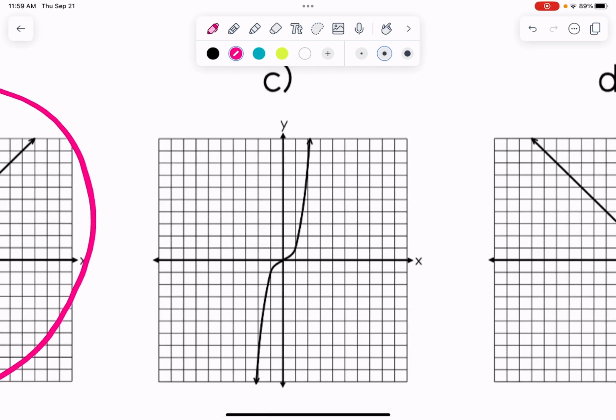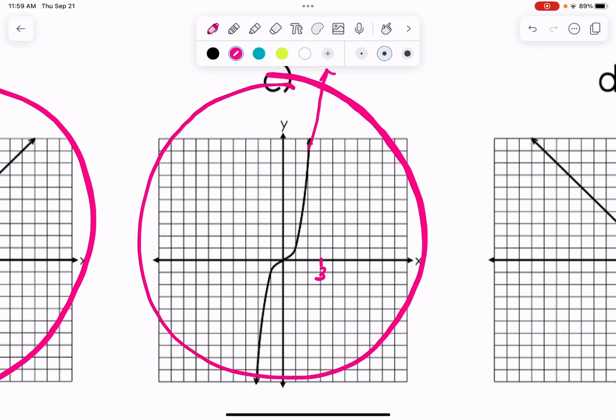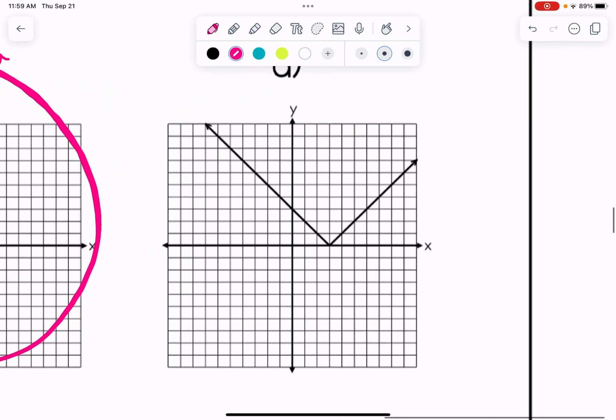At C, at 3, I can't see this on the graph, but I can see that it's going upward and upward and upward. So this is, in fact, differentiable. This is our graph of x cubed here at 3. And then let's look at D.